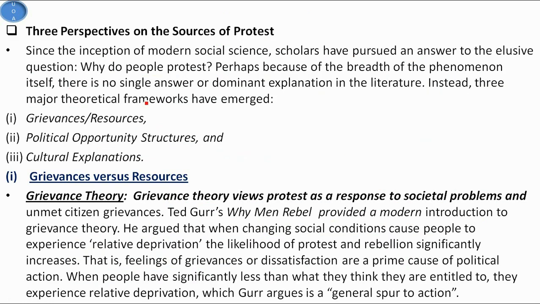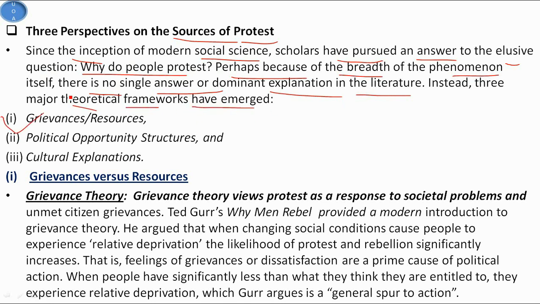So now we see the 3 perspectives on the sources of protest. Since the inception of modern social sciences, scholars have pursued an answer to the elusive question: why do people protest? Perhaps because of the breadth of the phenomena itself, there is no single answer or dominant explanation in the literature. Instead, 3 major theoretical frameworks have emerged. The first being grievance and resource, second being political opportunity structures, and third being the cultural explanation. So first we consider the grievance versus resources.